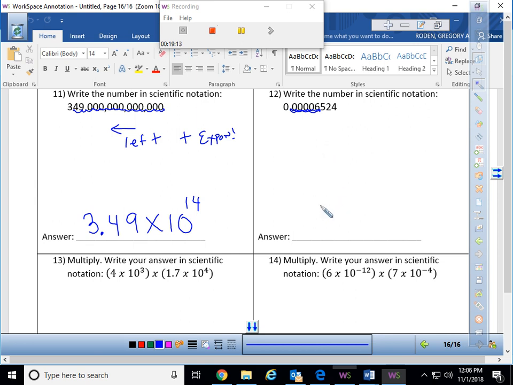So when we do that, it's going to be 6.524. And then 1, 2, 3, 4. Yeah, that's right. Times 10. And then we had 5 scoop-de-loops, but they're negative because we started with that small number.